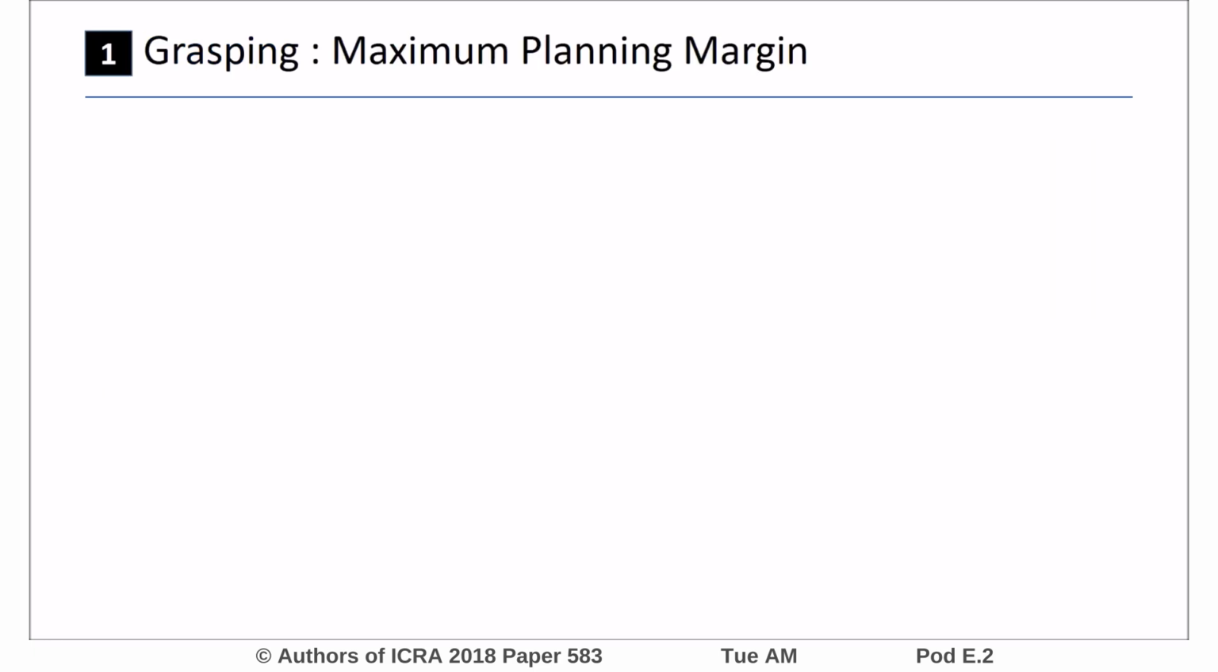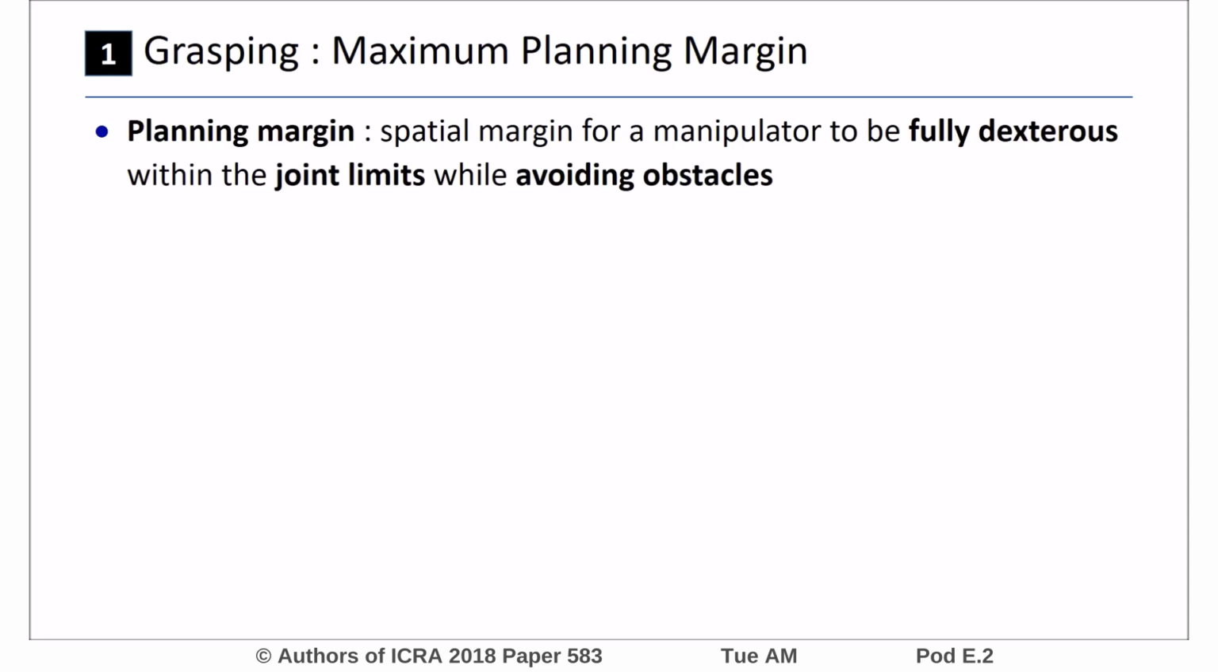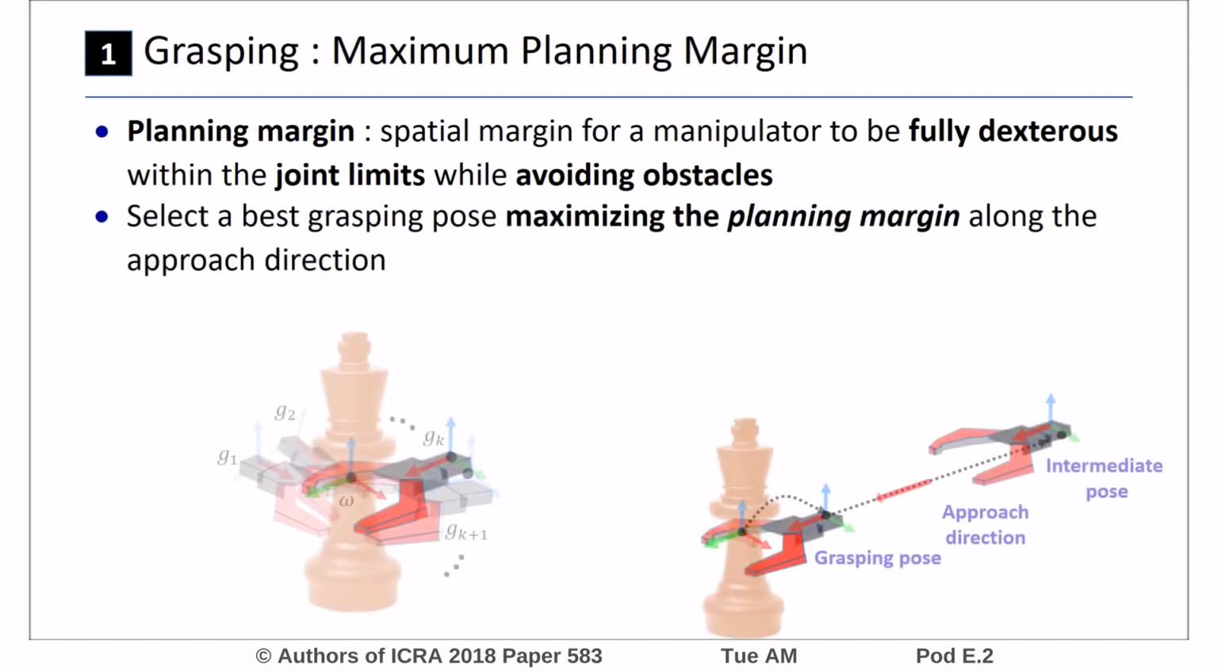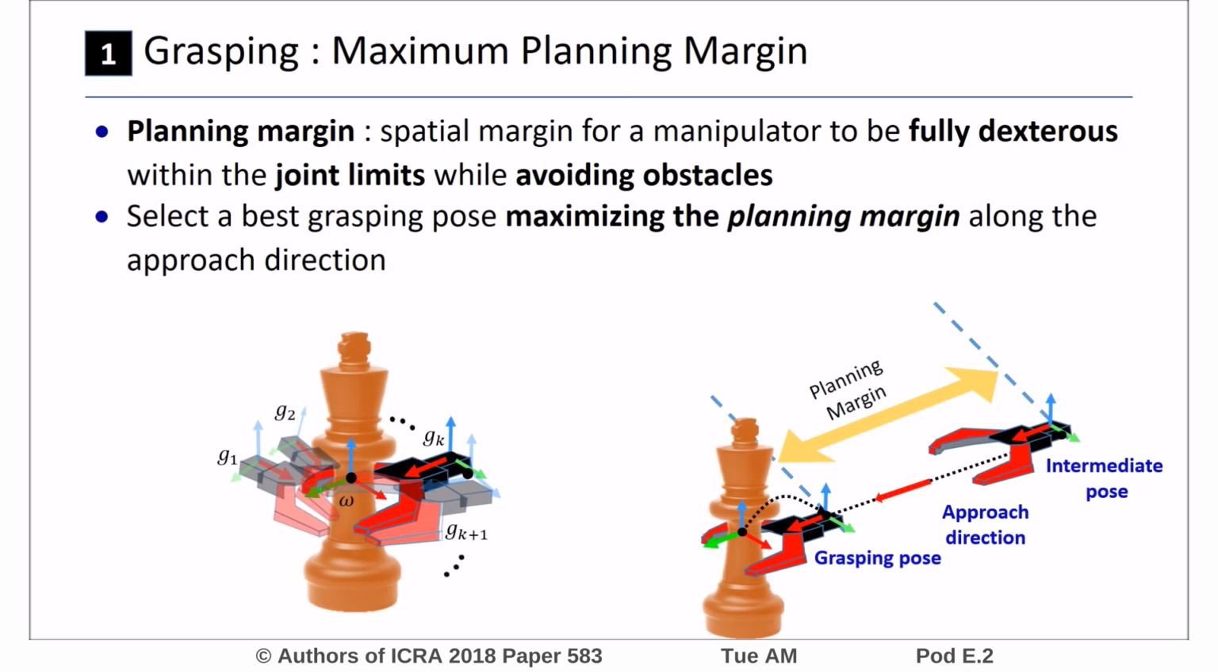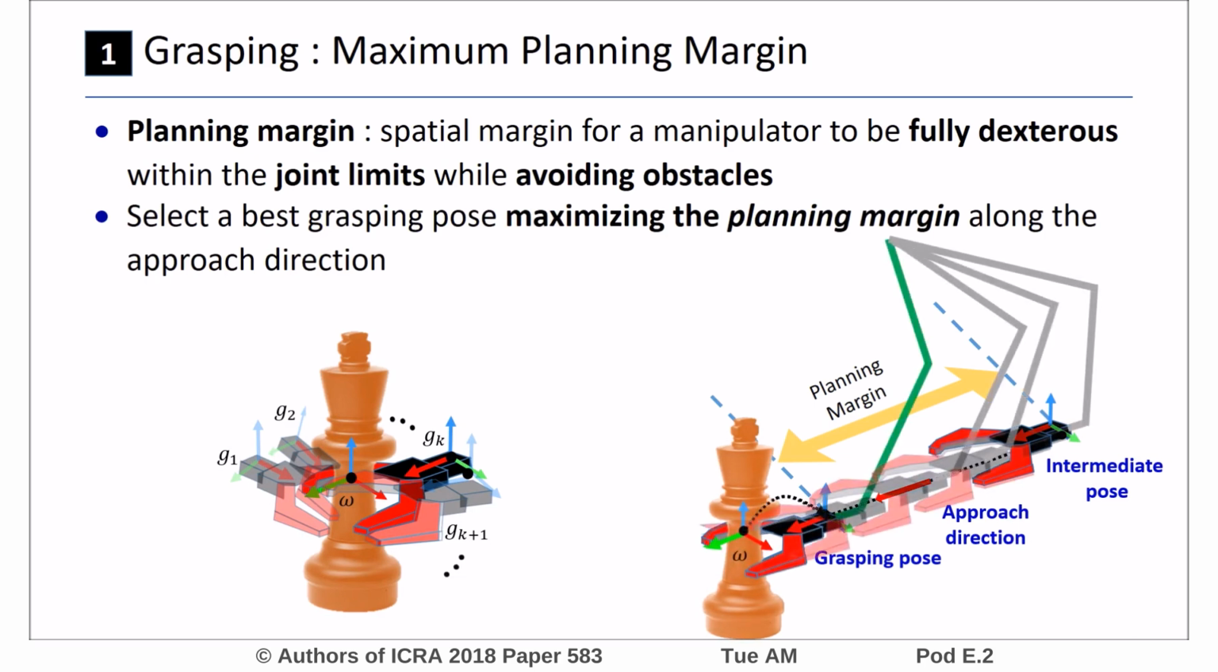First, in order to choose the grasp pose, we suggest a new concept called the planning margin. The planning margin is a spatial margin for the manipulator to be fully dexterous within the joint limits while avoiding obstacles. Among infinitely many configurations for the grasp pose, we select a best grasp pose maximizing the planning margin along the approach direction, which is obtained by introducing a parameterized intermediate pose, as you can see here.